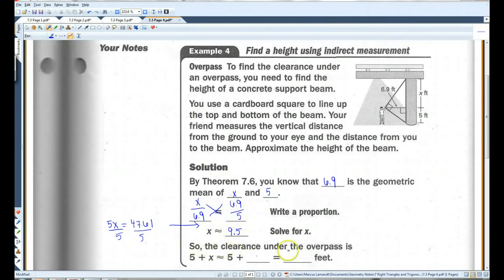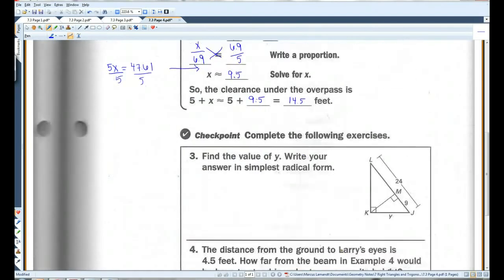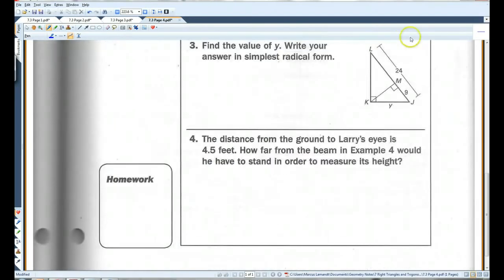So the clearance under the overpass is 5 plus x, okay, because remember, you're looking for the whole thing. This is 5. X is 9.5. So the whole thing is going to be 14.5 because 5 plus 9.5 is 14.5. And this is in feet. Alright, I'll let you guys do the last two, and that's all.